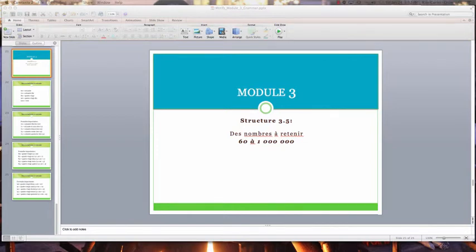Welcome to the last week in Module 3. In this lecture, we'll be continuing our work with Structure 3.5, Des nombres à retenir. Our focus is going to be on counting for numbers above 60 up to 1,000,000, although in this lecture, we're really going to talk about numbers between 60 and 100.